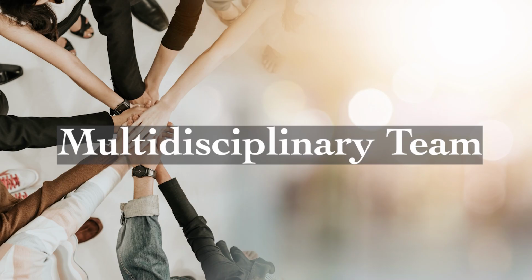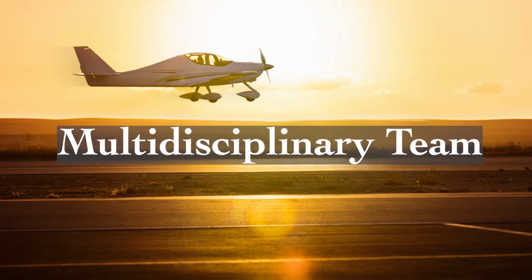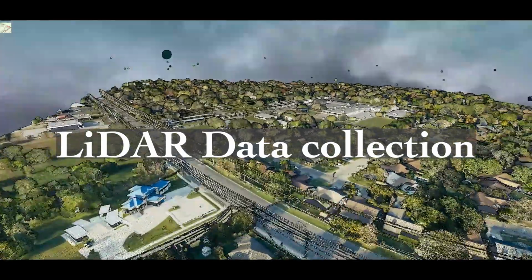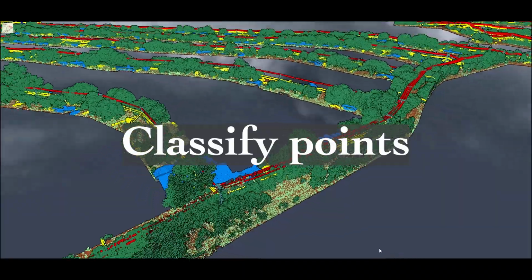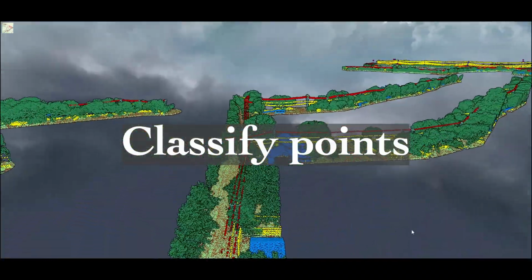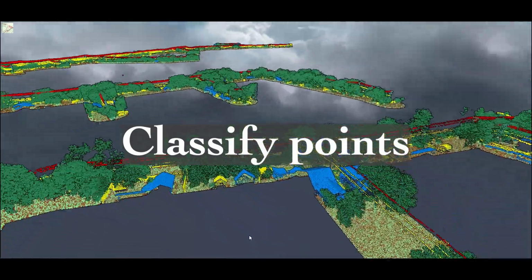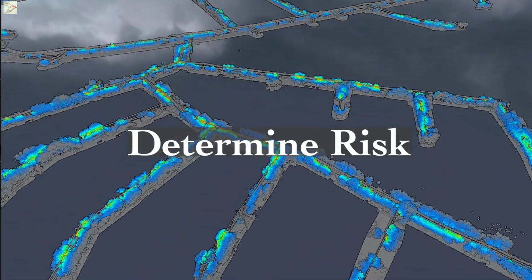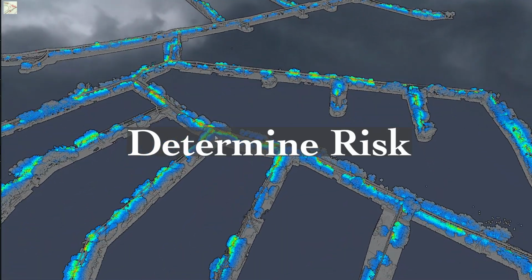As a result, a multidisciplinary team of engineers, scientists, and data experts was put together. This team flew over CPS Energy's service territory, collected three-dimensional point clouds known as LiDAR, classified point clouds based on their type of object, such as vegetation, conductors, buildings, roads, among others. With this information, we can now determine risk of vegetation for each segment of overhead power lines.